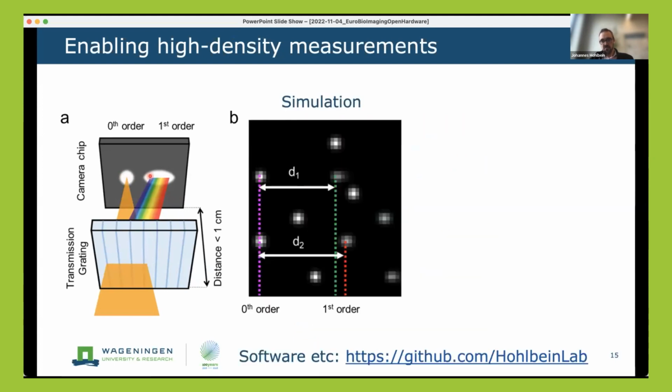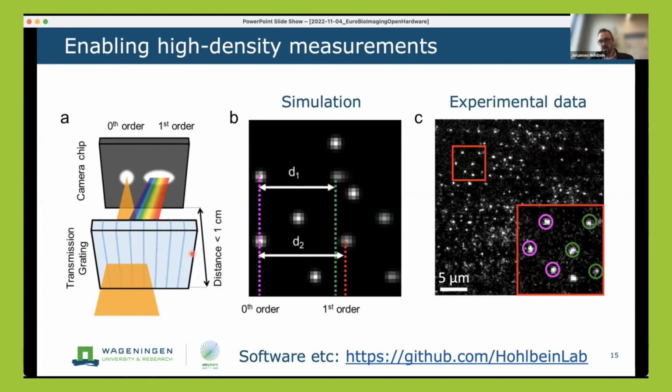How does it look in the simulation? First order is shown here, and then a couple of micrometers next to it, depending on the characteristics of the grating and the distance, you will have another dot, slightly elongated. By checking the distance between those two dots, we can determine the center emission wavelength of the fluorophore. How does it look in the experimental data? This is a couple of single fluorophores, and you see single emissions, and you always see these pair-like features distributed all over the screen.